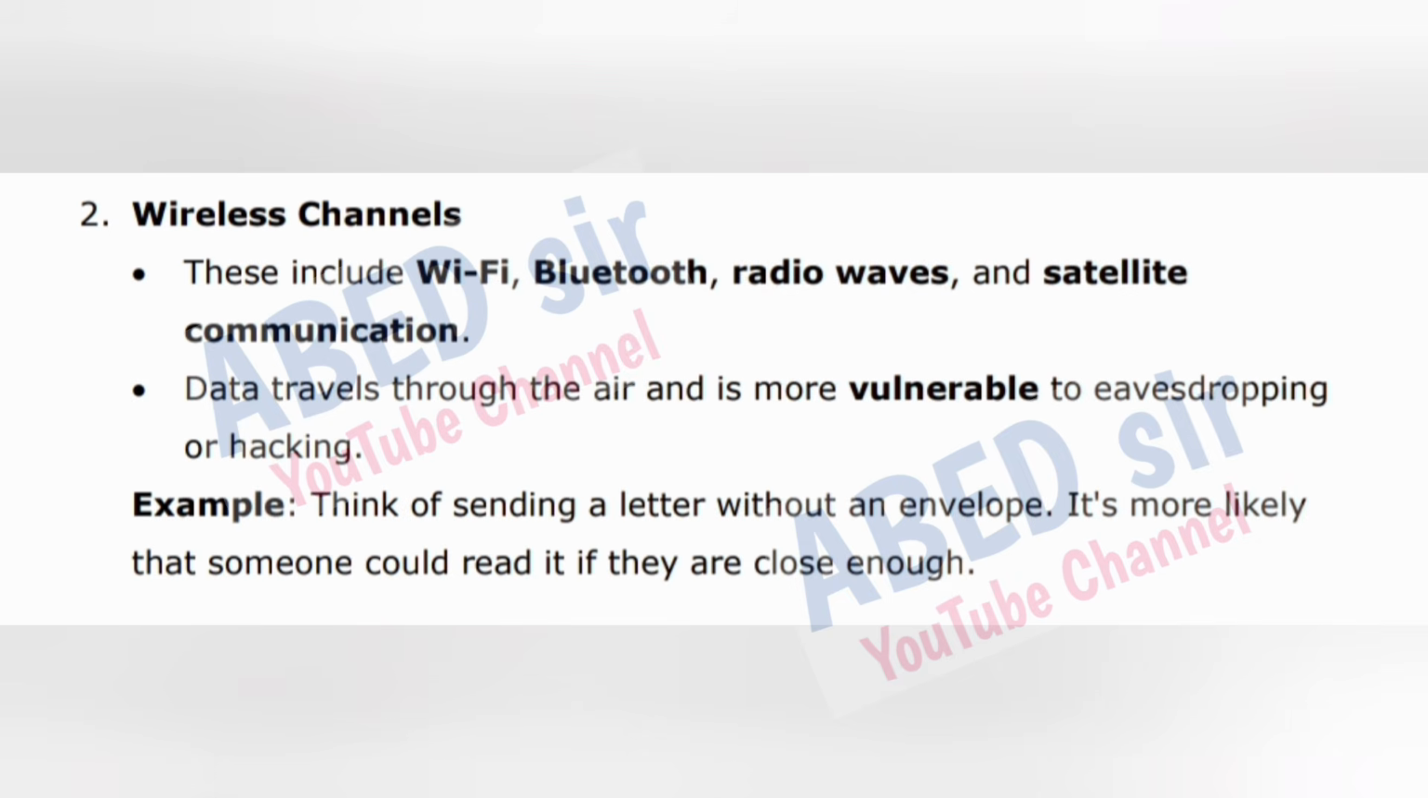2. Wireless channels. These include Wi-Fi, Bluetooth, radio waves, and satellite communication. Data travels through the air and is more vulnerable to eavesdropping or hacking. Example. Think of sending a letter without an envelope. It's more likely that someone could read it if they are close enough.